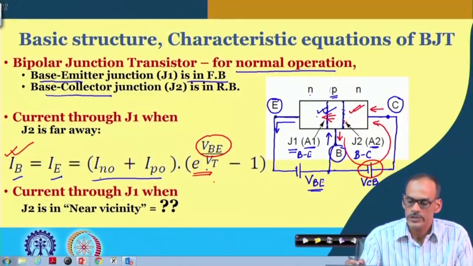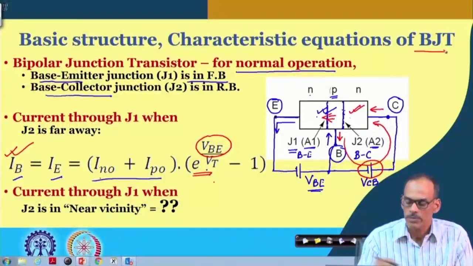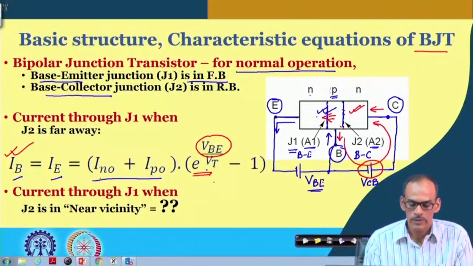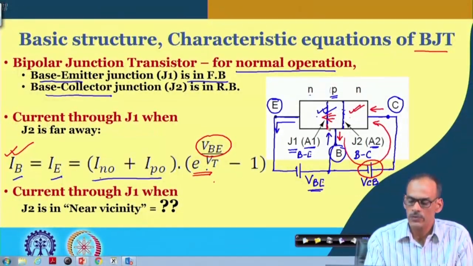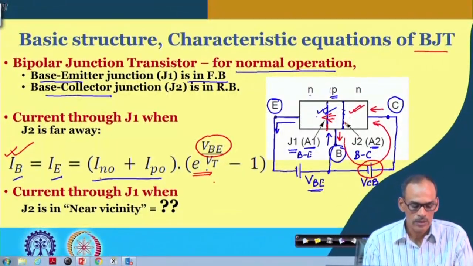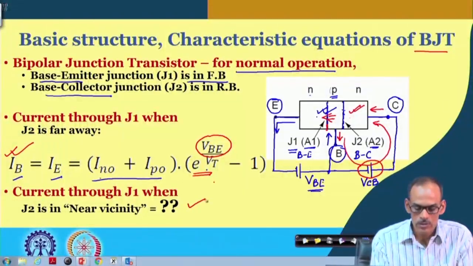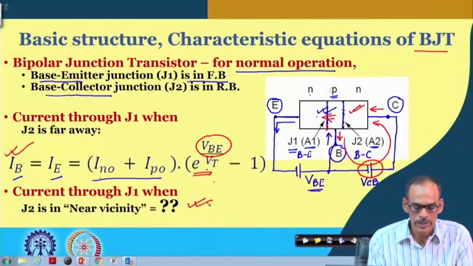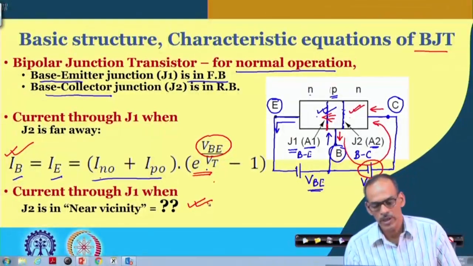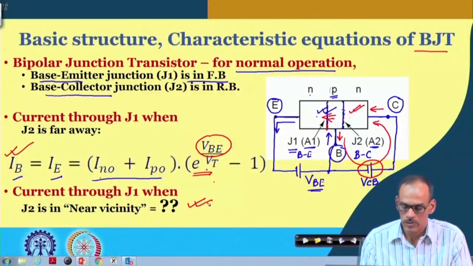However, for transistor action, particularly for the BJT's action, we need these two junctions to be in near vicinity. So, it is expected that the current flows through junction 1 and junction 2 are going to be interrelated. So, what may be the corresponding expression of the current if these two junctions are nearby? That is what the main discussion today will go through.